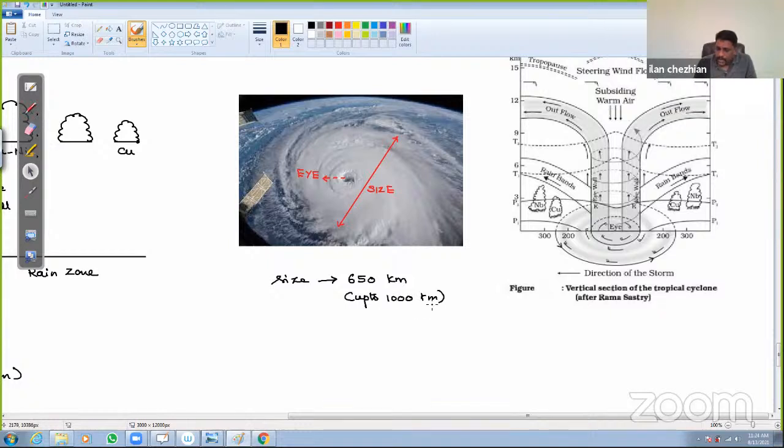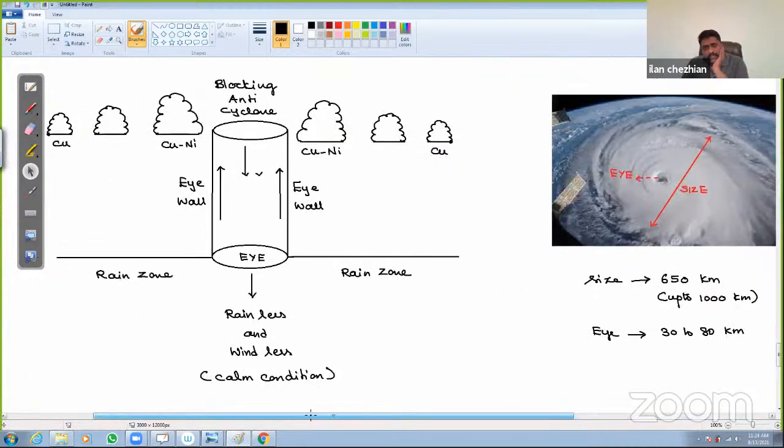Now, if you ask me what will be the size of an eye, my friend, the eye can vary anywhere between 30 to 80 kilometers. So we have an idea what the eye is, what the size of an eye will be, and what the size of the cyclone can be. The larger the size, the more the intensity of the cyclone. Everything we have an idea. Now, a few more pieces of information we take.